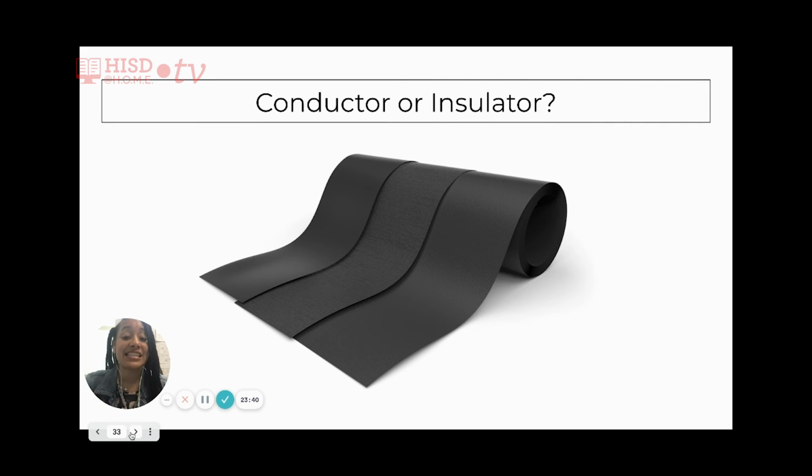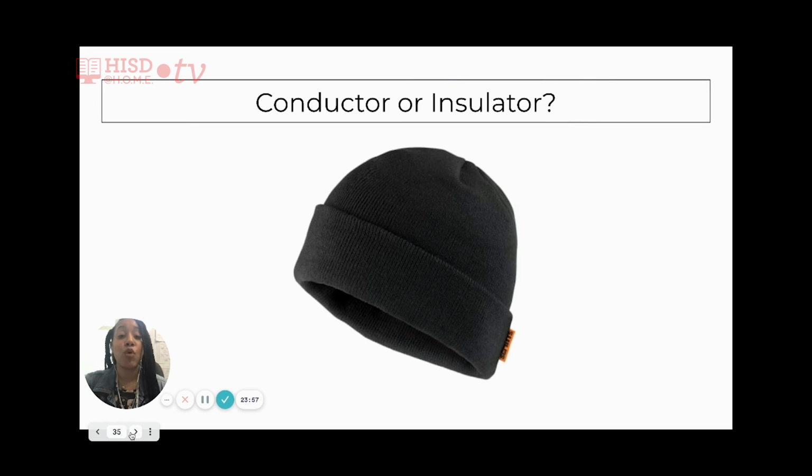And then this last picture is a picture of a rubber flooring or a rubber material. So would this be an example of a conductor or an insulator? Yes, this would be an example of an insulator. And what about this cotton hat? Would it be a conductor or an insulator? Yes, this hat would be an insulator.